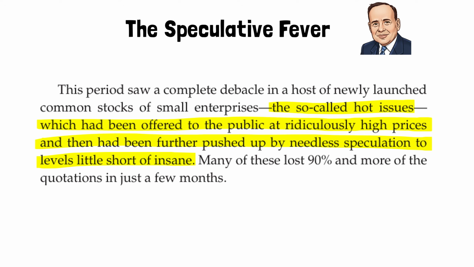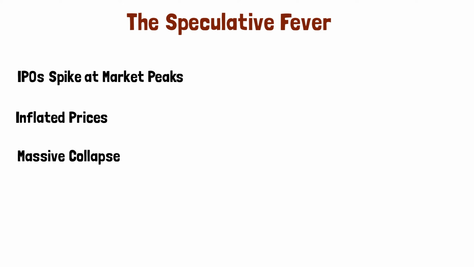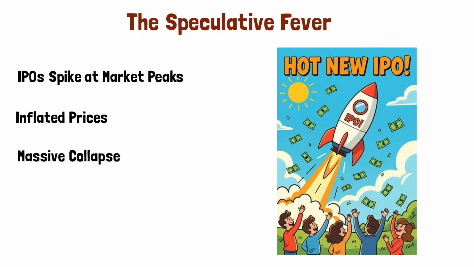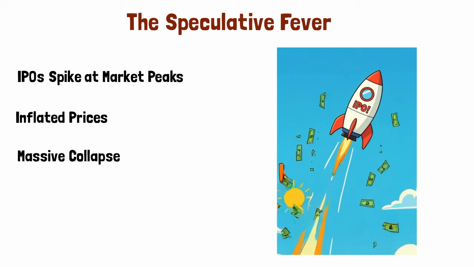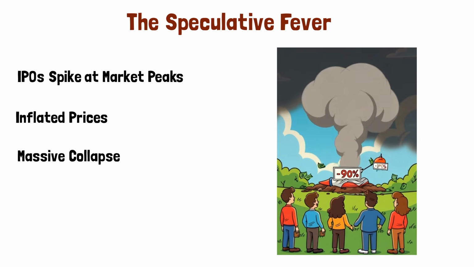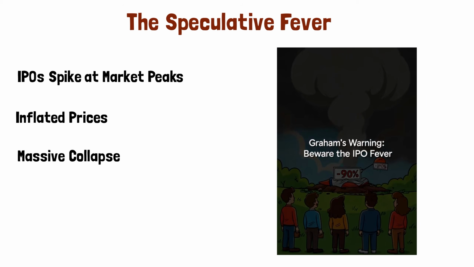These hot issues were the IPOs of that period. Graham warned that most IPOs appear near market tops when optimism is high and investors are willing to pay almost any price. Investment bankers take advantage of this demand and bring new companies to the market at inflated prices. Soon after, when the enthusiasm disappears, many of these stocks collapse, some losing more than 90% of their value.